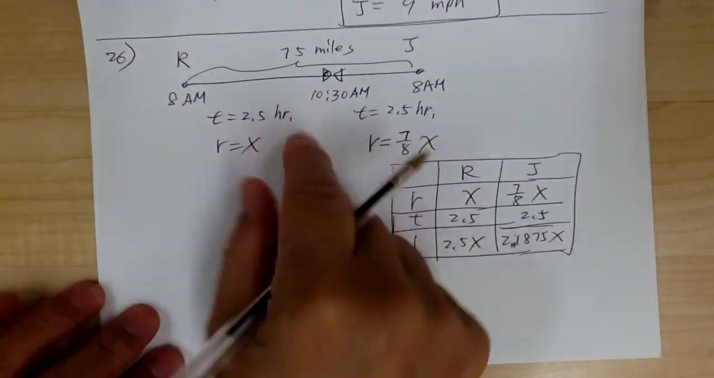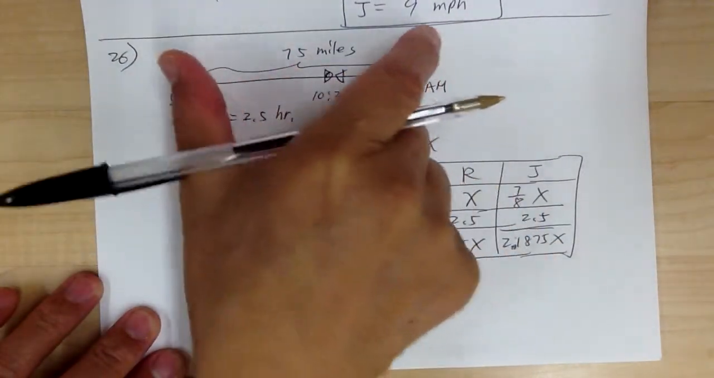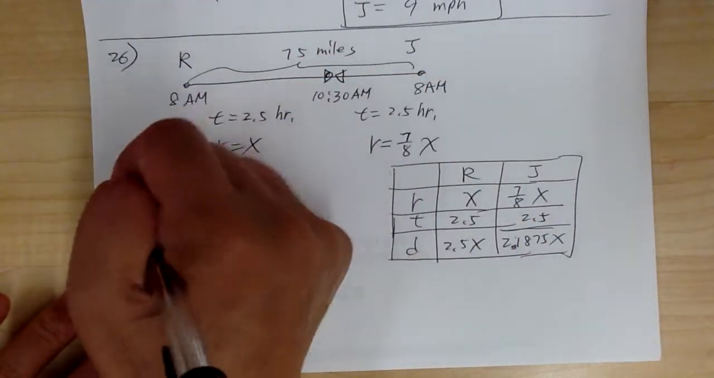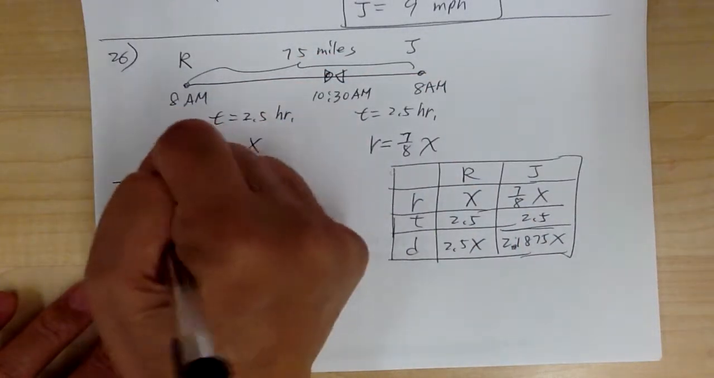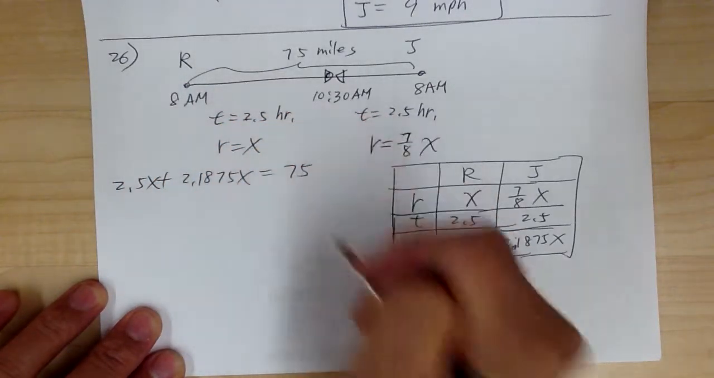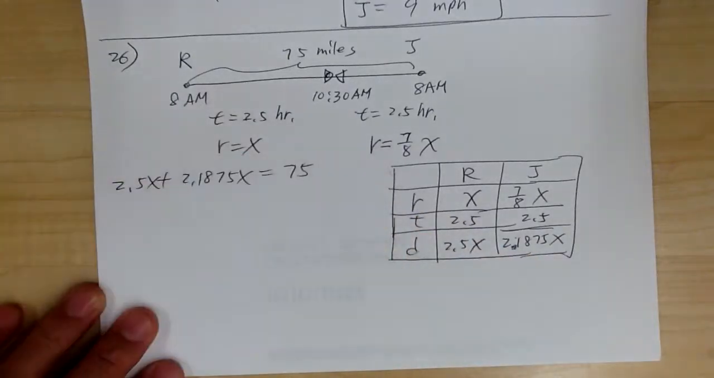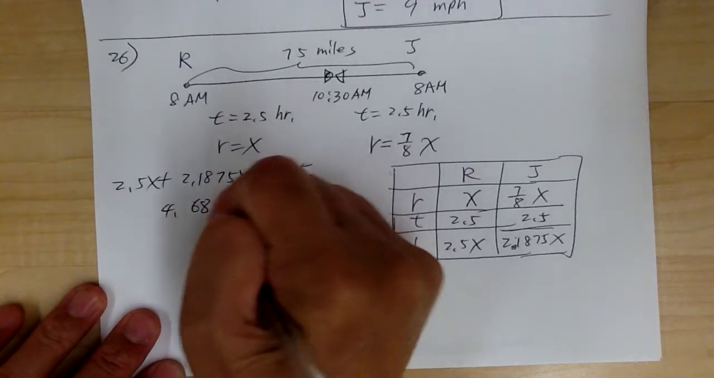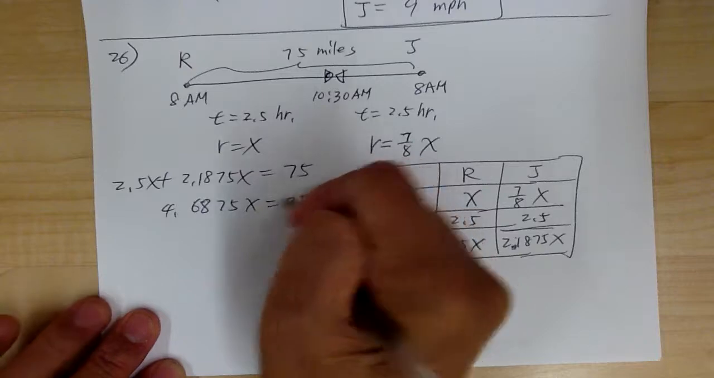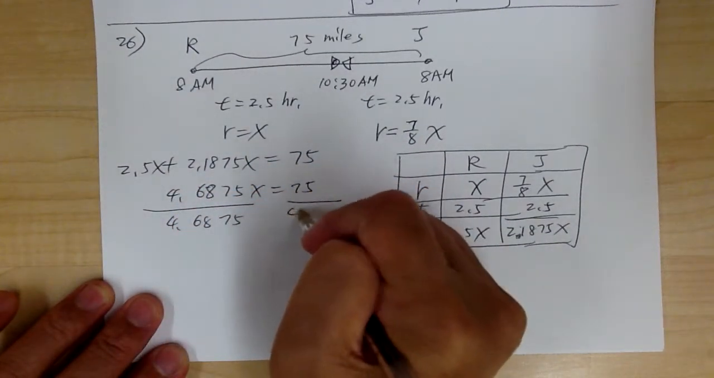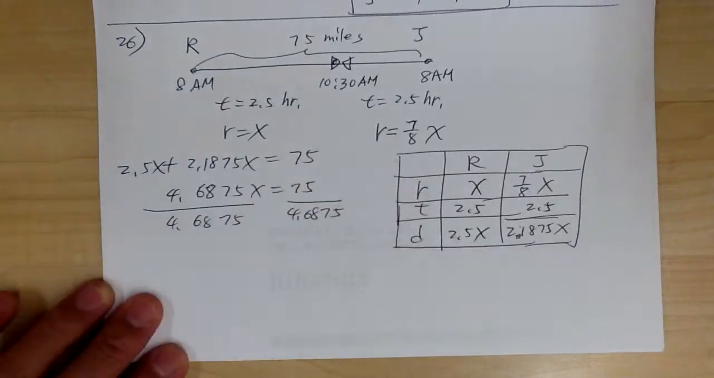So again, look at this picture. You can see that Rebecca plus Jill will equal to total 75. So that's my equation. 2.5x plus 2.1875x equal to 75. Okay, so go and add this together. So I get 4.6875x equal to 75. Then I'm going to divide by 4.6875.